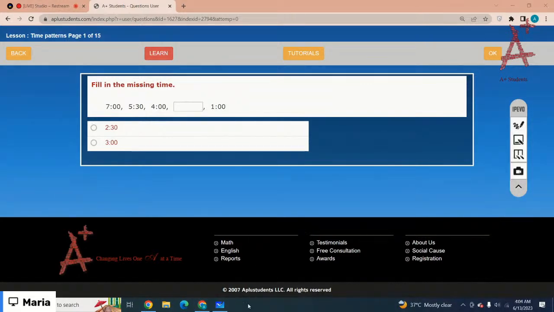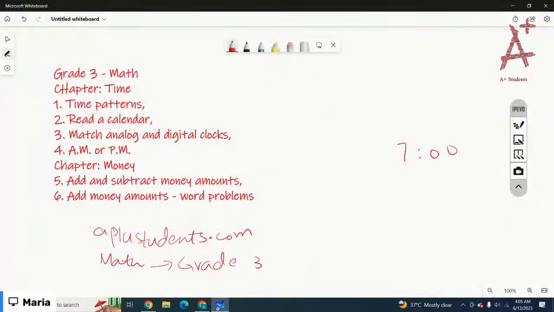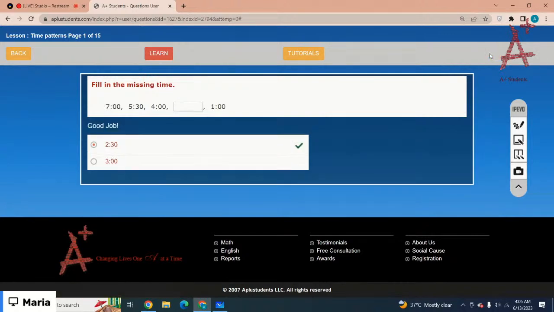Hold on. 7 minus 5:30. Yes, you can go back 1 hour 30 minutes. Got it? So when you go back 1 hour 30 minutes from 7, it would be 5:30. Again 1 hour 30 minutes, it would be 4. Now when you go back 1 hour 30 minutes from 4, 1 hour would be 3 and 30 minutes would be 2:30. That means it would be 2:30. Got it? Every time you can go back by 1 hour 30 minutes. So it would be 2:30.